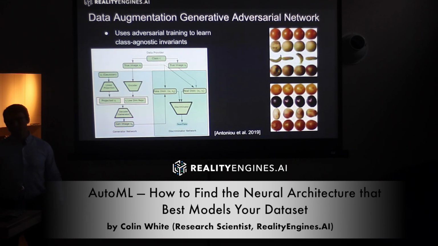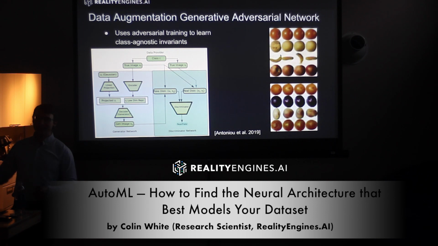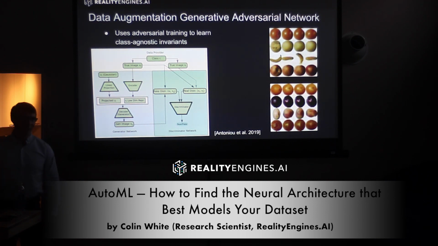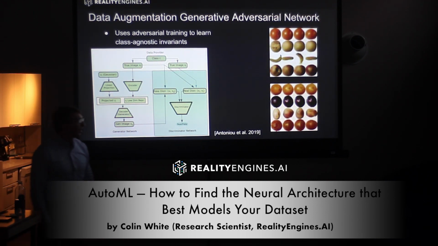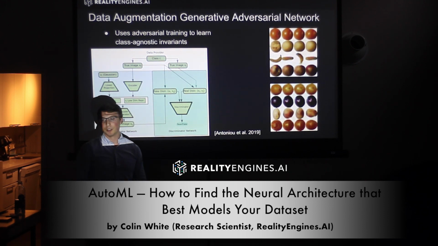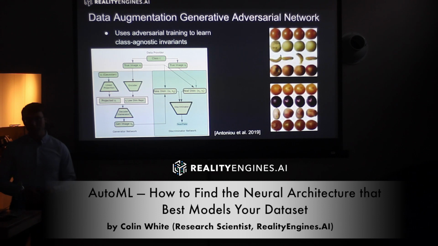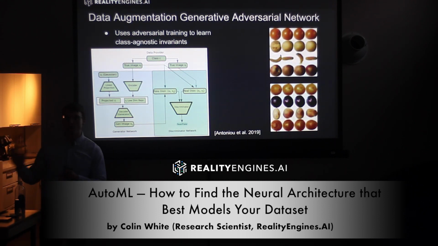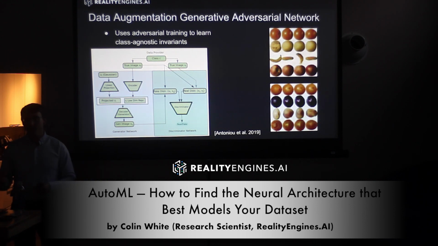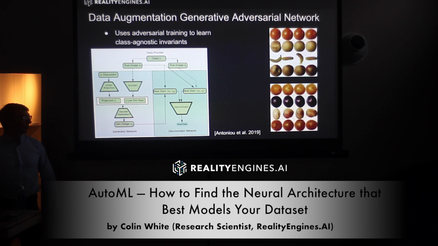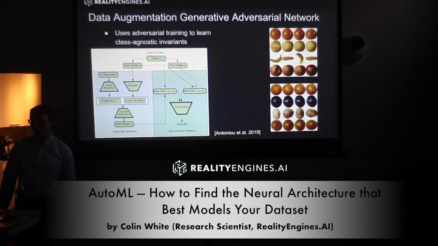On the right are some images that we at RealityEngines have used when we were playing around on fruit data sets. The first column are the real images, and the next 3 columns are generated using this technique. This was for the target data set, so it wasn't even trained on these classes. So this is a really powerful technique for automated data augmentation.